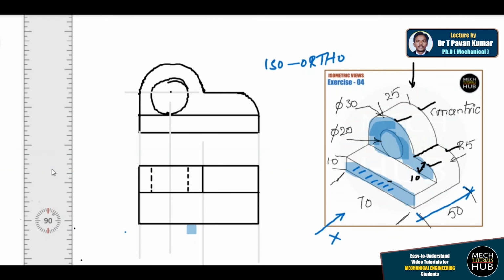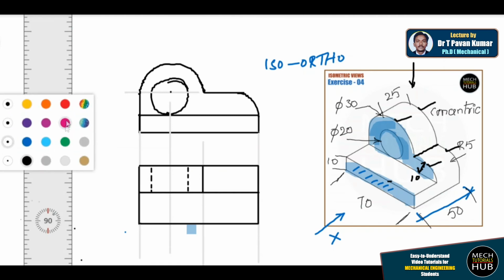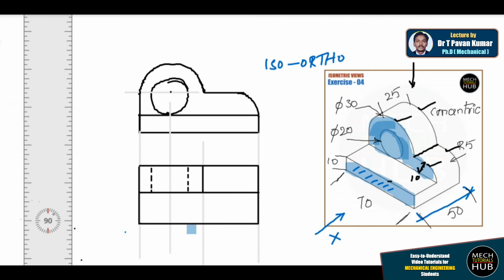Got it? Try to understand. Visible and invisible, both things have to be represented properly. All right, other than this, I'll try to draw the side view also.